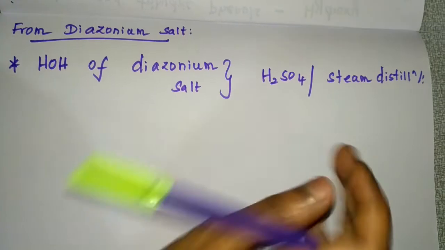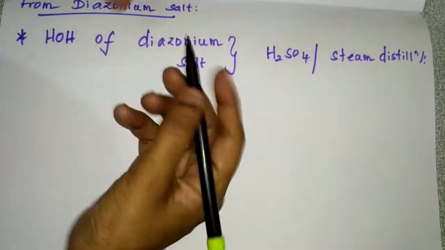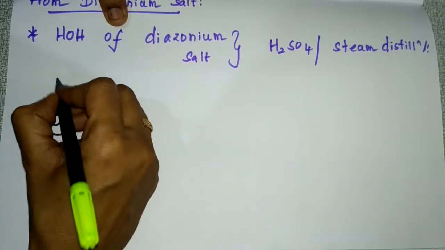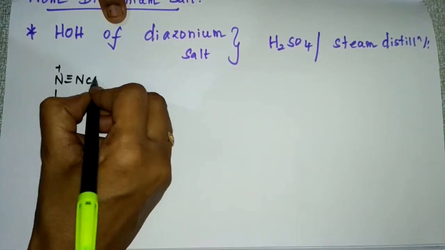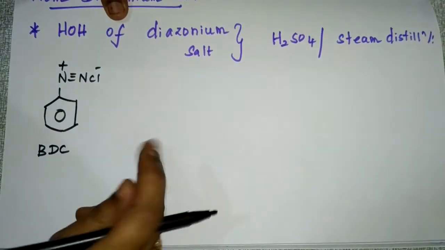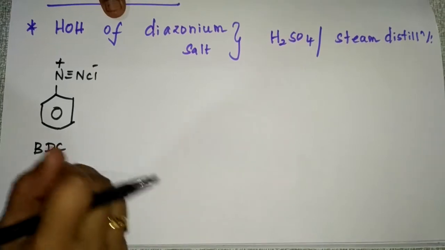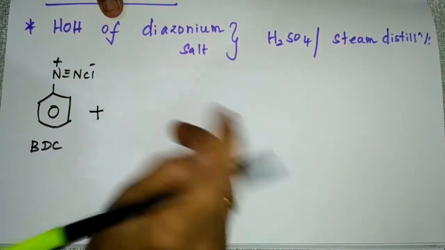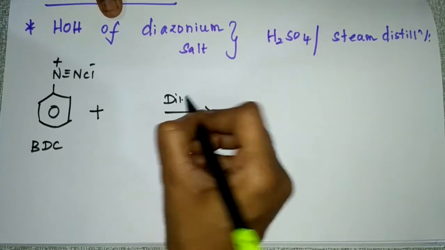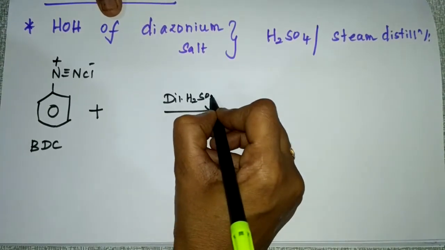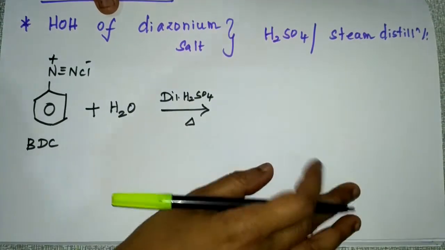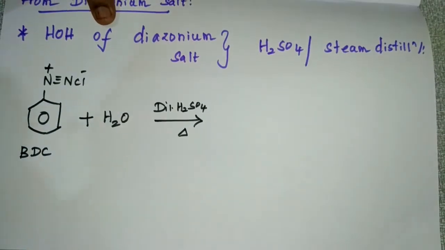I'll give you the reaction for this. First you take benzene diazonium chloride, C6H5N2+Cl-. This benzene diazonium chloride you add to dilute sulfuric acid and heat it. And what happens? The hydrolysis process takes place.